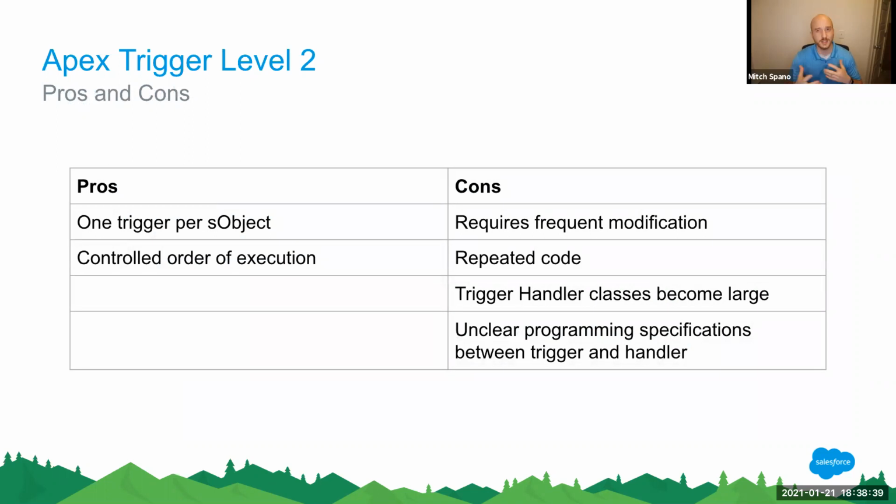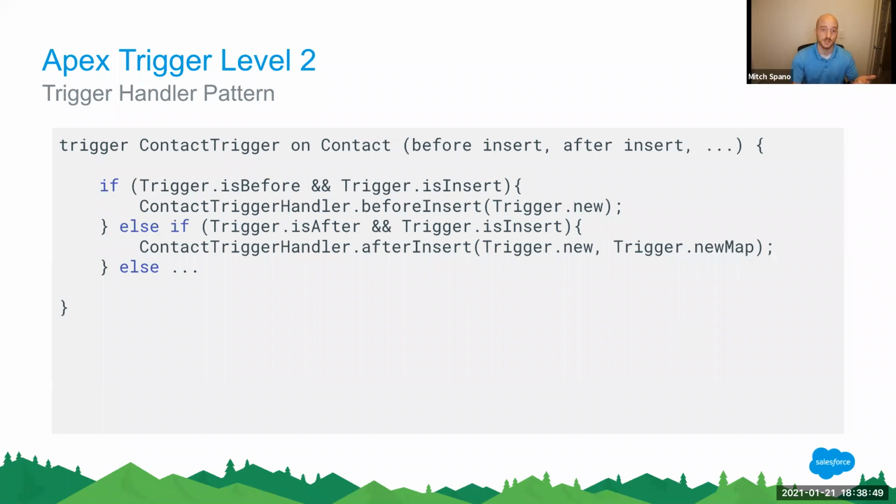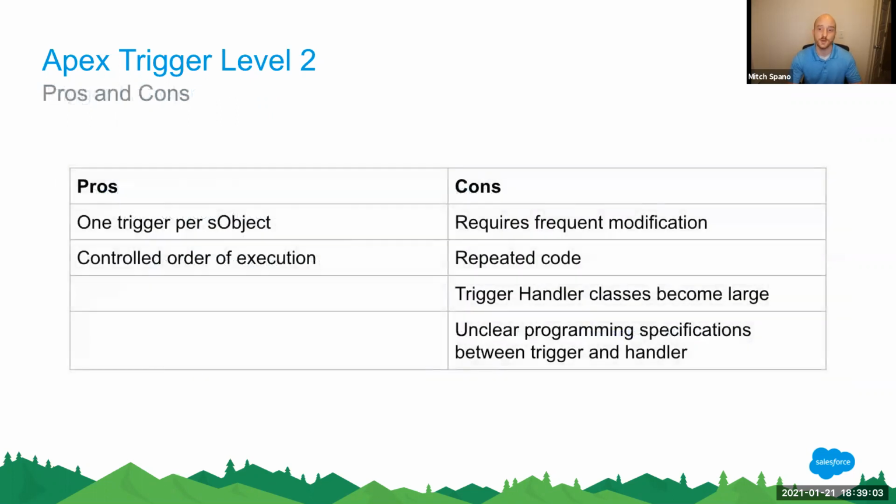But this leaves a little bit to be desired because, if I do this on the contact object, I'm going to have to do something very similar on the account object when I write an account trigger. And I'm going to have to do something very similar on opportunity when I need to write an opportunity trigger. So one thing that's a little bit less than optimal if you're writing triggers at level 2 is that it requires frequent code modification. And there's a lot of repeated code too.